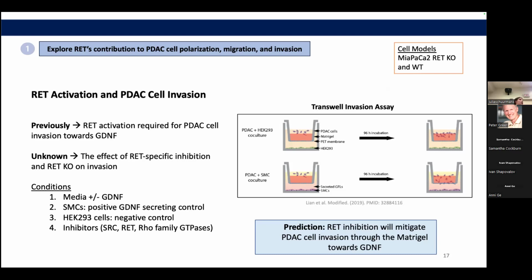Using the transwell assay, we will seed the PDAC cells in a condition with either positive or minus GDNF and quantify invasion through a Matrigel, where we'll also have a positive GDNF-secreting control, smooth muscle cells, which secrete GDNF, and then a negative control. We can also look at the effect of inhibitors on this process, like SRC inhibitors, RET inhibitors, and Rho family GTPase inhibitors, which are important for cell polarization.